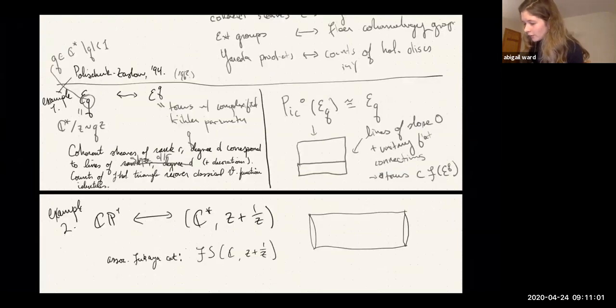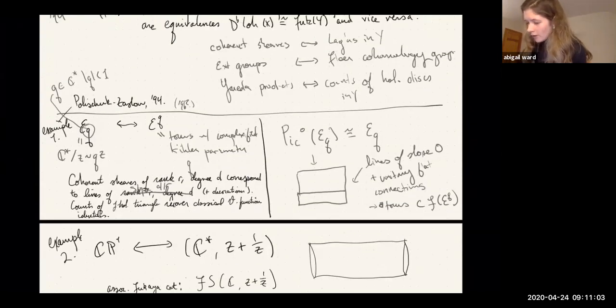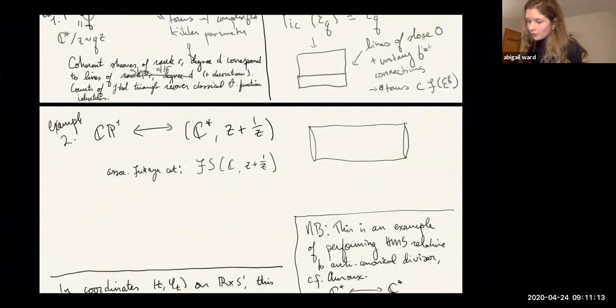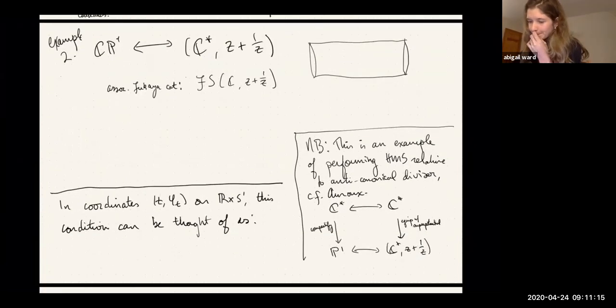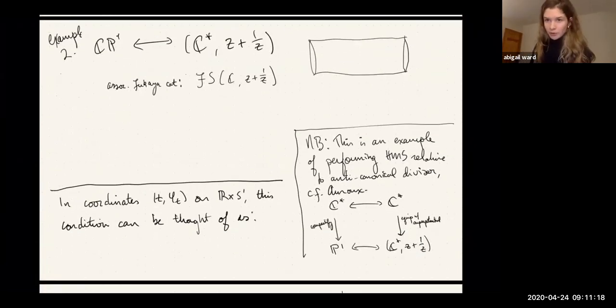Let's note that in this case, this is the Calabi-Yau case, so the first Chern class of this thing is equal to 0. If you want to move beyond the Calabi-Yau case, a natural thing to look at is CP1, the complex projective line. People say that CP1 is mirror to C star with the function Z plus 1 over Z. And this is what people call a Landau-Ginzburg model.